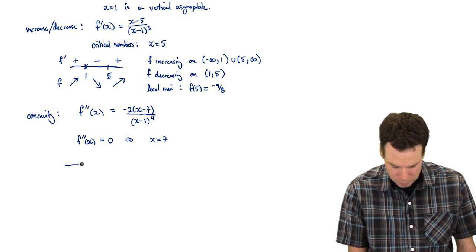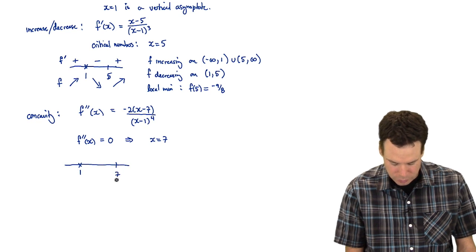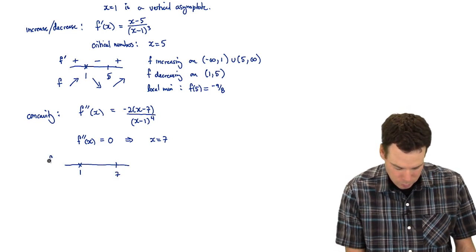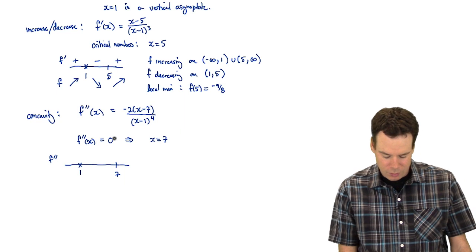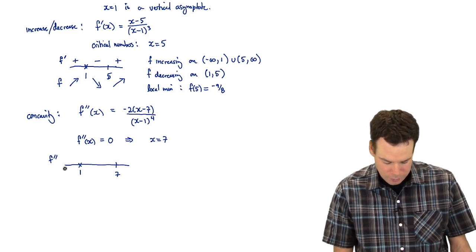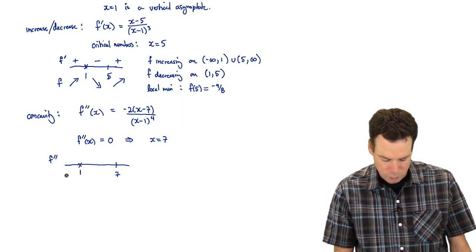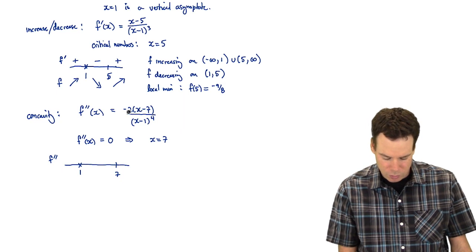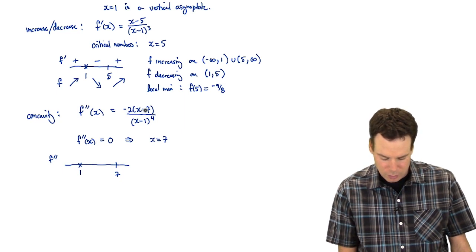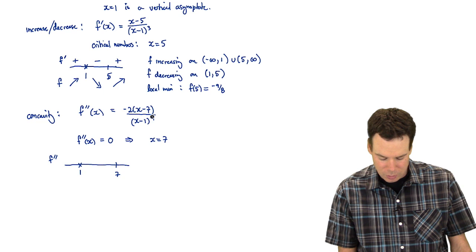So let's go ahead and do our sign chart. 1 is not in the domain. 7 is a potential place where we get a sign change. What is the sign of our second derivative? Well, if I pick a value to the left of 1, let's say 0, and plug it in, the numerator is negative, negative. Notice the denominator is always positive because of that 4th power there. It's an even power of the bottom.